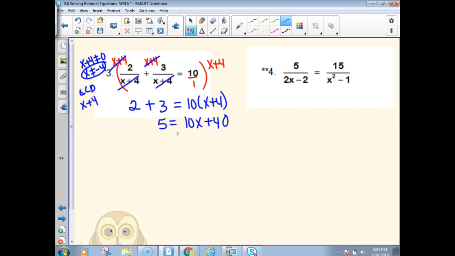Okay, and then I would subtract 40 and get -35 equals 10x, and then divide by 10 and get -3.5. Since that's not -4, we're good.